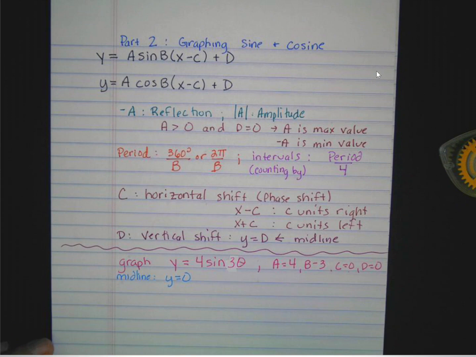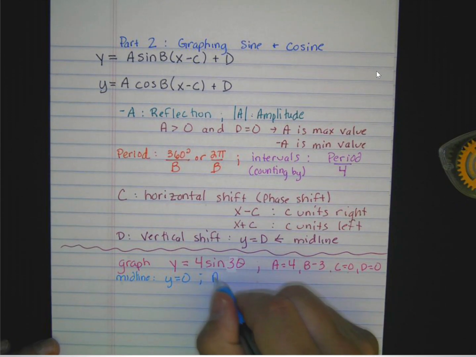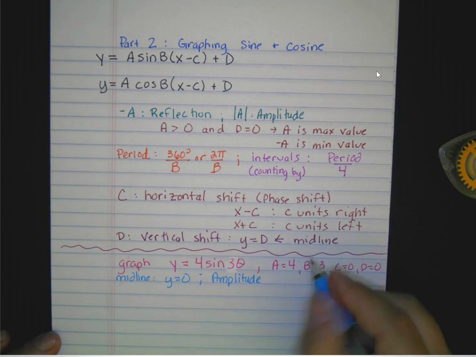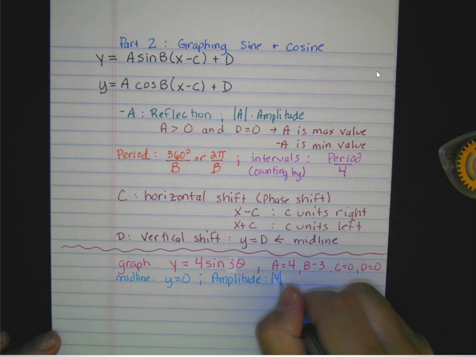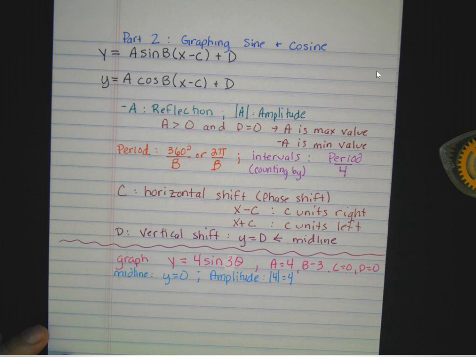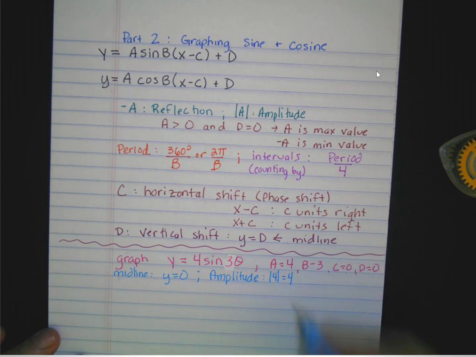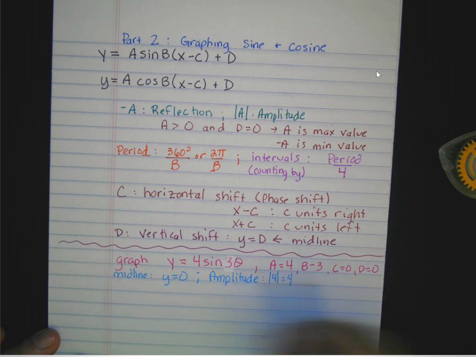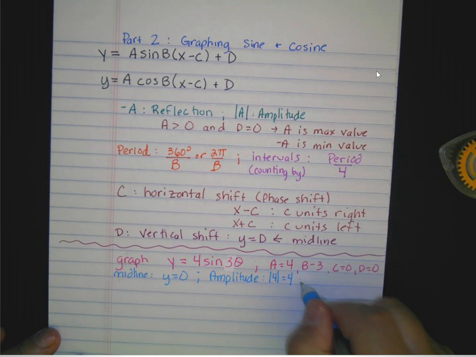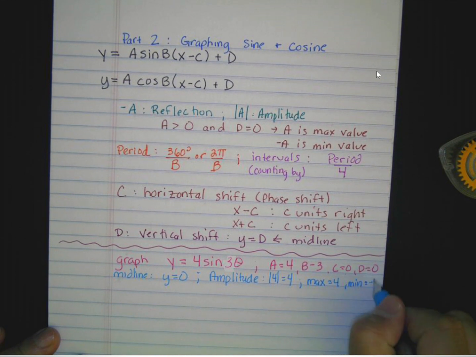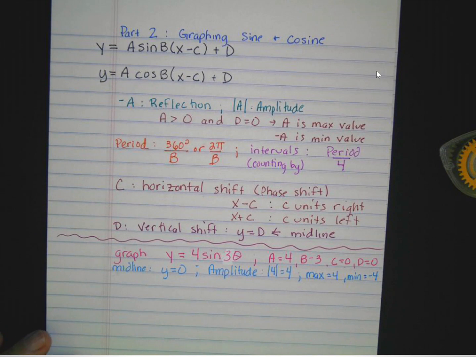Okay. What is our amplitude going to be? So we can have an idea what this is supposed to look like. Our amplitude is the absolute value of A, so it's 4. So that means from the midline to the top it's going to be 4 units high. And since A is positive and the midline is 0, this also tells me that my max y value will be 4 and my min y value will be negative 4. Okay? Now we just do this step by step.